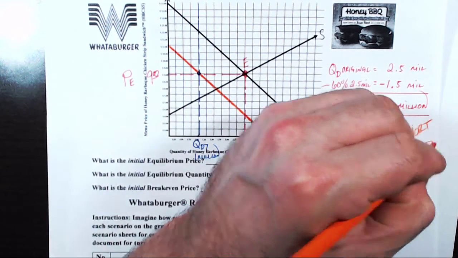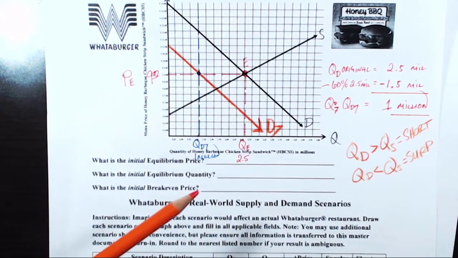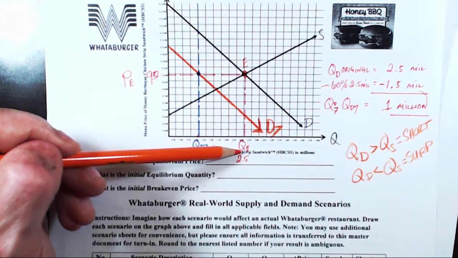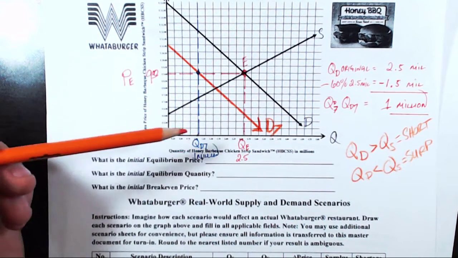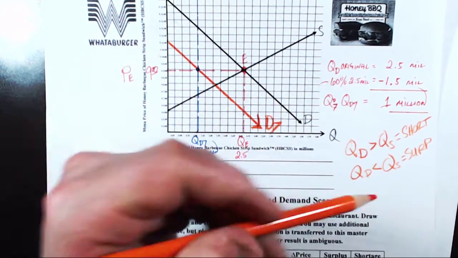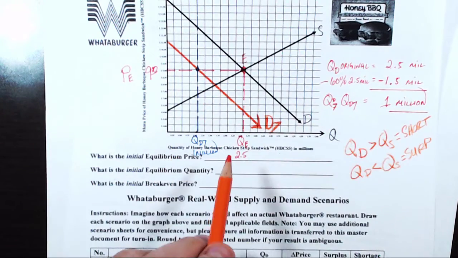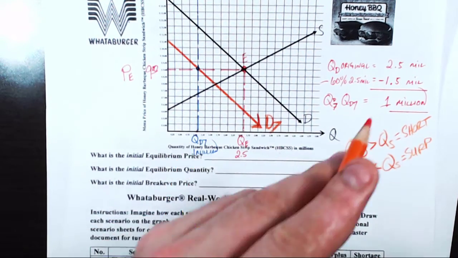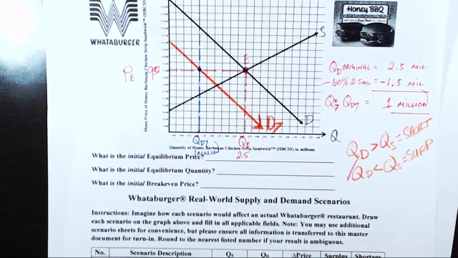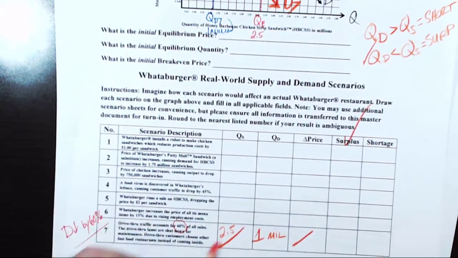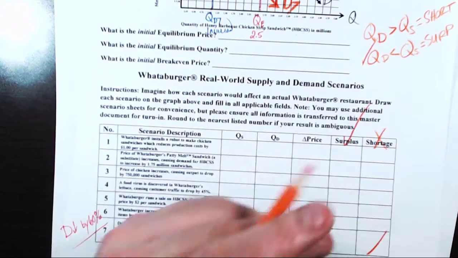Okay, so what do we have here? Do we have a surplus or a shortage? Quantity supplied stayed the same at 2.5 million. Quantity demanded dropped down to 1 million. So we have a situation where quantity supplied is greater than quantity demanded, therefore we have a surplus. So this is a surplus situation and not a shortage. Okay, so there's no shortage.